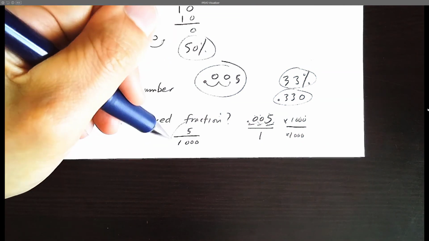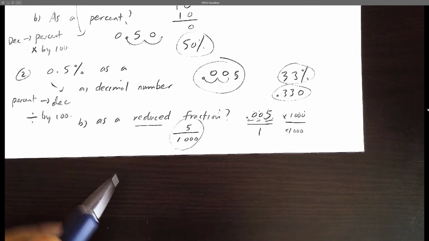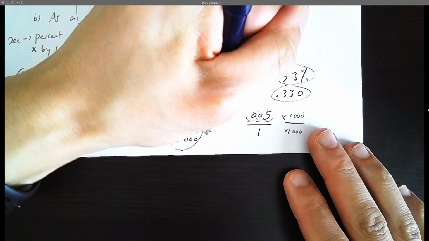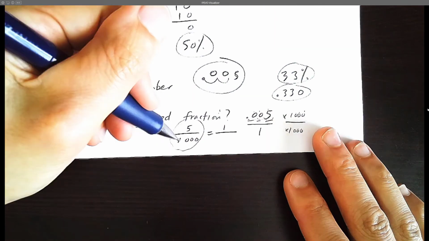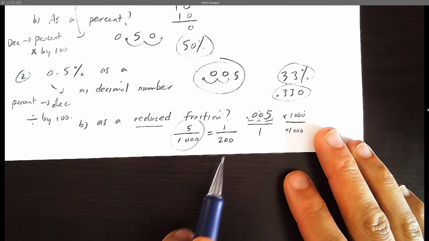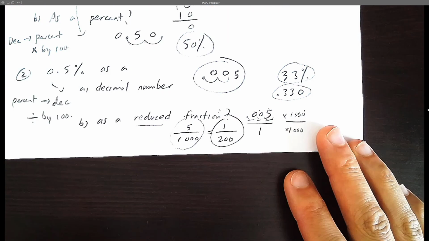This is a good fraction, but it's not reduced. Let's simplify. As a fair Texas judge, divide top and bottom by 5. So when you divide 5 divided by 5, it becomes a 1. And when you divide 1,000 by 5, you now get 200. You can verify that 200 times 5 indeed is 1,000. So here's our final answer. It's reduced.